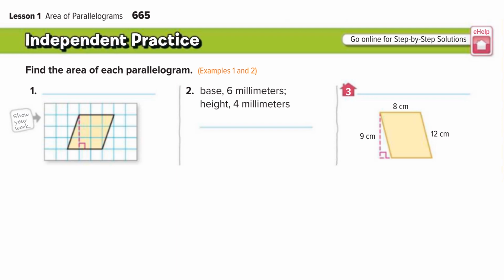This is Mrs. Smith. Lesson 1, Area of Parallelograms, page 665 in your math workbook. Independent practice. Find the area of each parallelogram. Question number 1. Note that it says that we should show our work. So hopefully you've each shown your work.